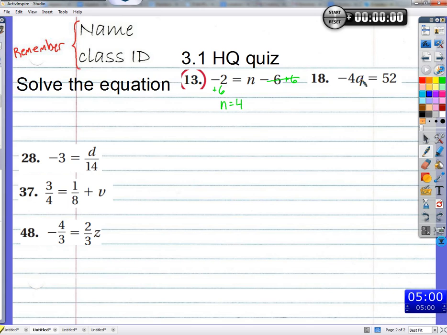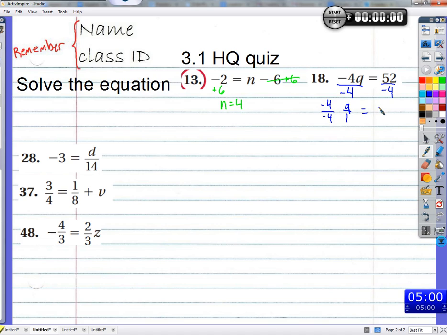So we want to know what q is, but this is telling us that negative 4 times q, the number that we want to know, gives us positive 52. So what we want is not negative 4 times q, we would like 1 times q. So we can counteract that times negative 4. Divide by negative 4. I'm just gonna write an extra step to show us what exactly is happening here. Q over 1 if you like.